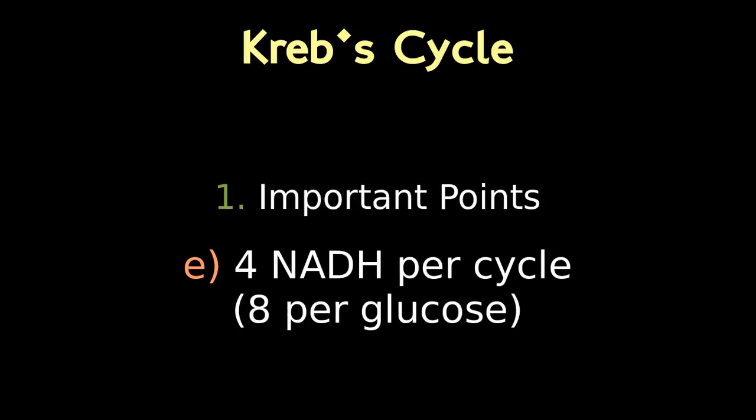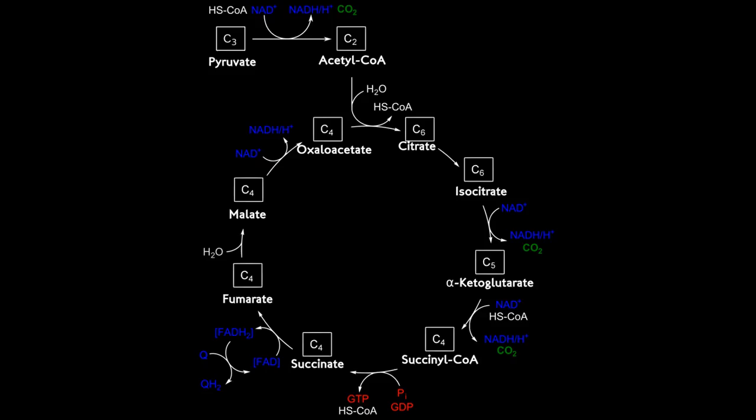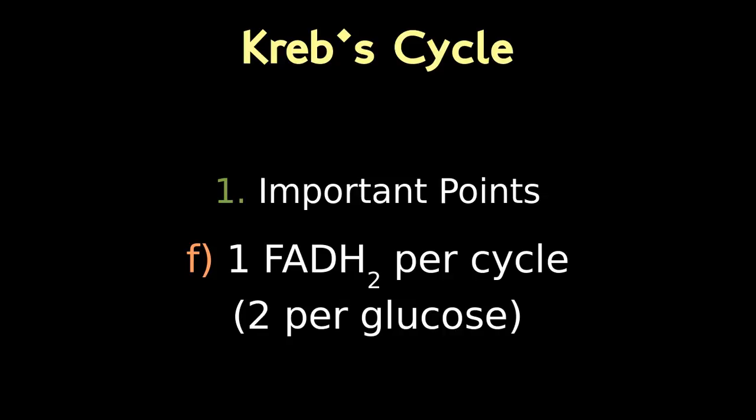We are going to produce 4 NADH per cycle. Again, one when we took pyruvate and turned it into oxaloacetate. Again, we take isocitrate and make it into alpha-ketoglutarate. Again, when we take alpha-ketoglutarate and turn it into succinyl-CoA. Again, we take succinate and malate and turn it into oxaloacetate. We're going to produce 1 FADH for each of these cycles, or again, 2 for every glucose that we put into it.